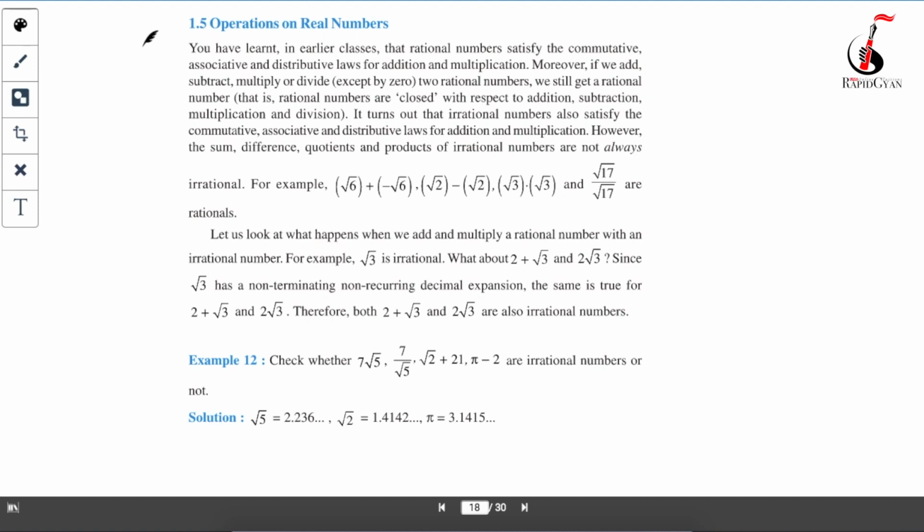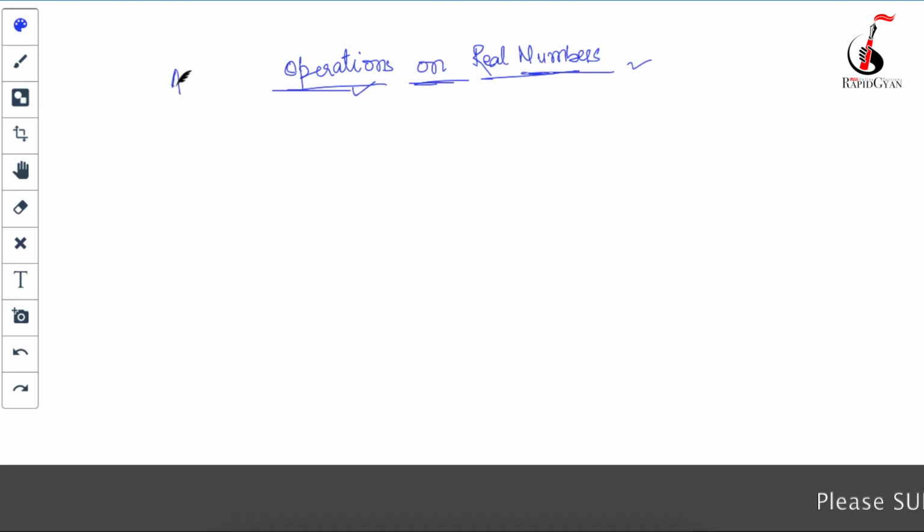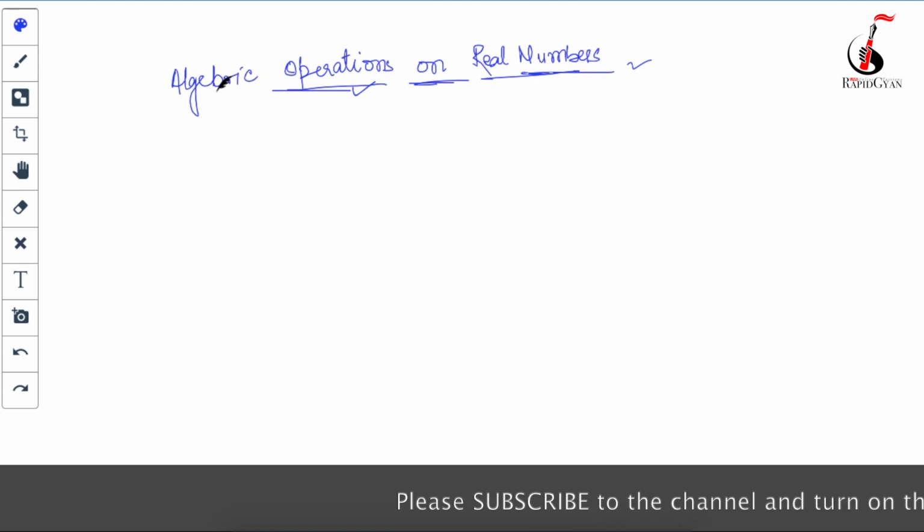Hello everyone. So today we are going to start operations on real numbers. So what do you mean by operations? First tell me. Operations are not your medical operations which the doctors do. Of course not that operation. Operations means algebraic operations, basic algebraic operations. So what are the basic algebraic operations?